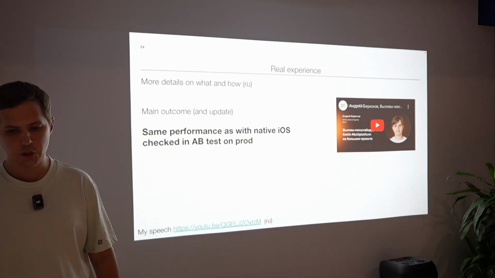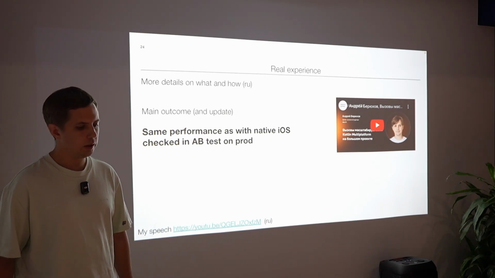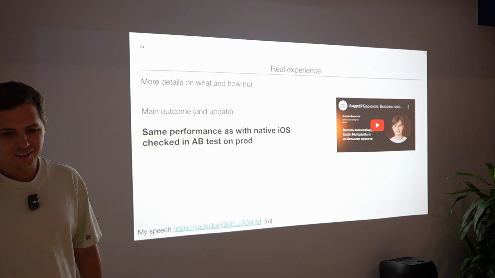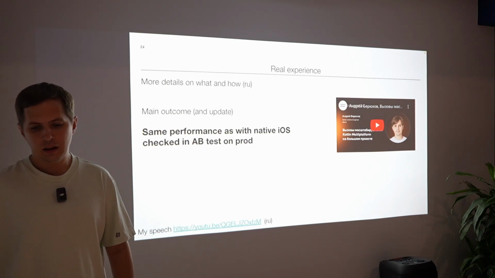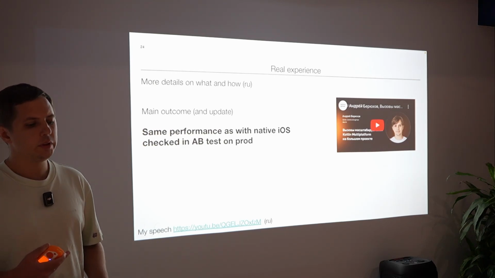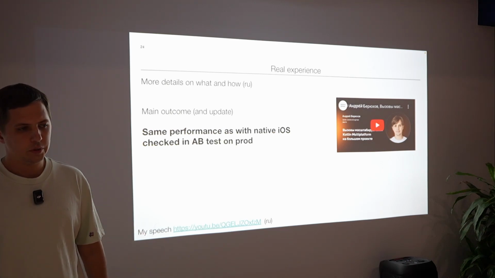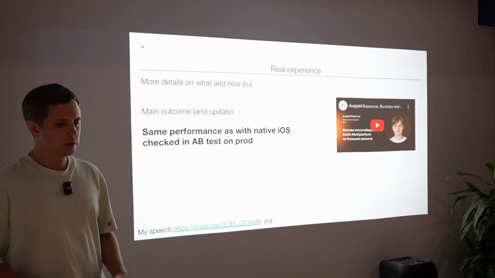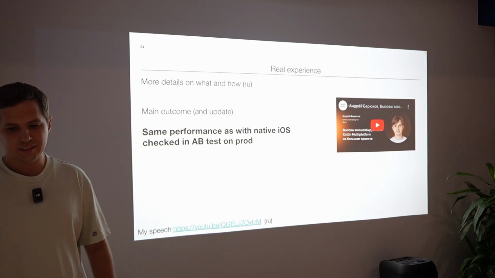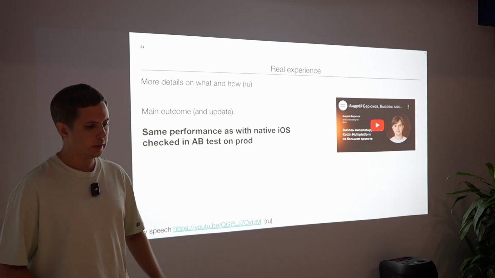Previously, I had a speech related to this topic about scalability of Kotlin multiplatform on a feature in a big project, and I recommend you to watch it. And the main outcome and main update after the speech is that we replaced the native implementation of the feature with Kotlin multiplatform, and checked in an A/B test on production on real users the performance of iOS. Colleagues were expecting that it could have some performance outcomes, but it has the same performance and a great A/B test.